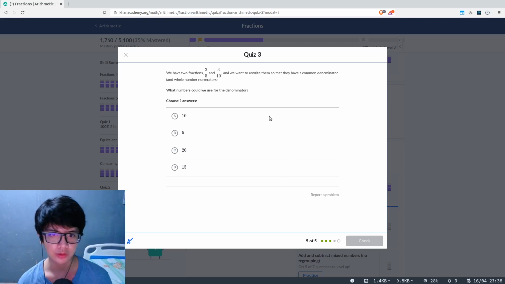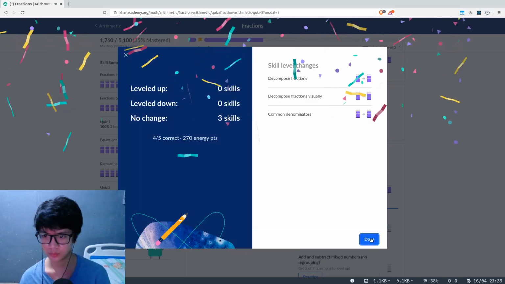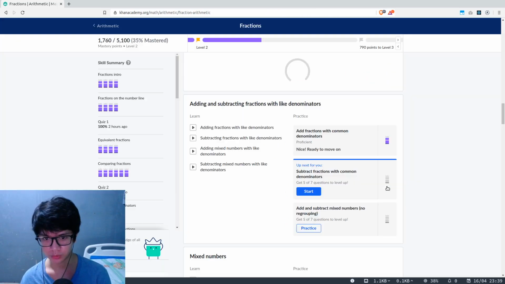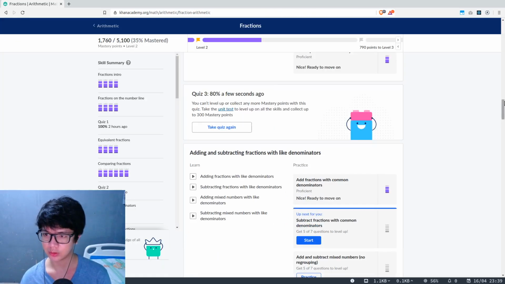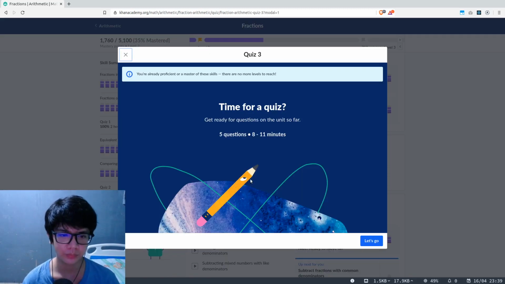We have 10 fractions, so we want to rewrite them so that they have common denominators and whole numbers. Which numbers can we use? Here it's just 10, 20. No change. Okay, cool. Didn't level down, which means I could just take the quiz again. Okay, cool.